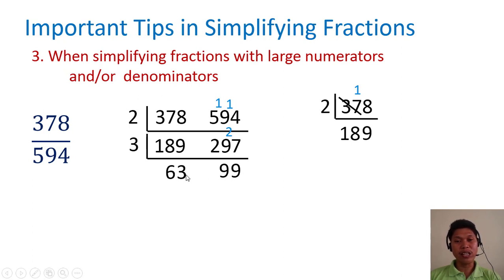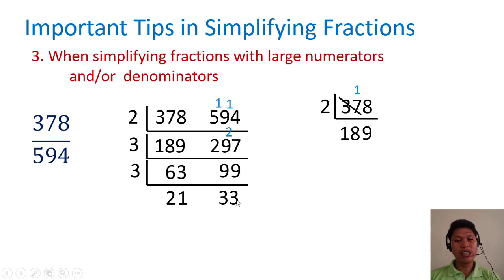So, 63 and 99. Pwede pa rin itong ma-divide ng 3. Kasi 6 plus 3 is 9, and 9 plus 9 is 18. Pwede nga yan, 9 na kagad. Okay, pero 3 lang ang gagamitin natin. We have, this is 6 divided by 3 is 2, 3 divided by 3 is 1. 9 divided by 3 is 3, and 9 divided by 3 is 3.